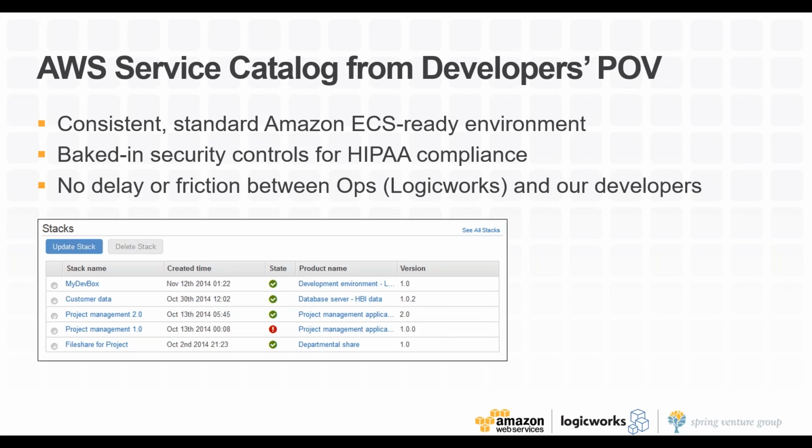So, as Chuck talked about earlier, Service Catalog provides Spring Venture Group, from a client perspective, a consistent ECS-ready environment. All the controls and everything that Logicworks has built in from an infrastructure standpoint to ensure HIPAA compliance is all there. We don't have to worry about that. We just execute a command and we get back infrastructure that we know is consistent. And there's no delays or friction between the operations DevOps stack and our development DevOps stack.